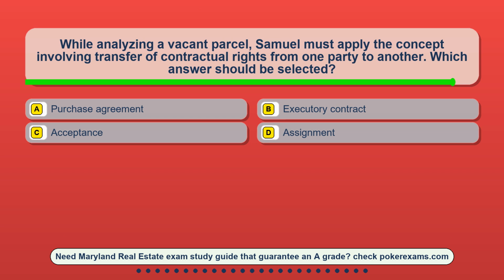Question 10. While analyzing a vacant parcel, Samuel must apply the concept involving transfer of contractual rights from one party to another. Which answer should be selected? Option A, purchase agreement. Option B, executory contract. Option C, acceptance. Option D, assignment.